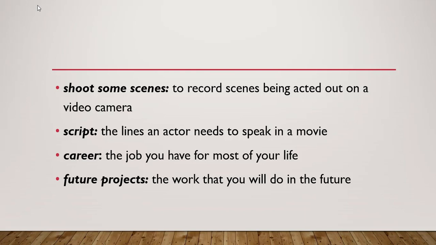Another one is career. What is the meaning of career? Career is the job you have for most of your life, what you do for a living, what you intend to do if you are still working towards that path. So the job you do for most of your life is called your career. The next thing is future projects. Future projects, what does it mean? The work that you will do in the future is your future project.